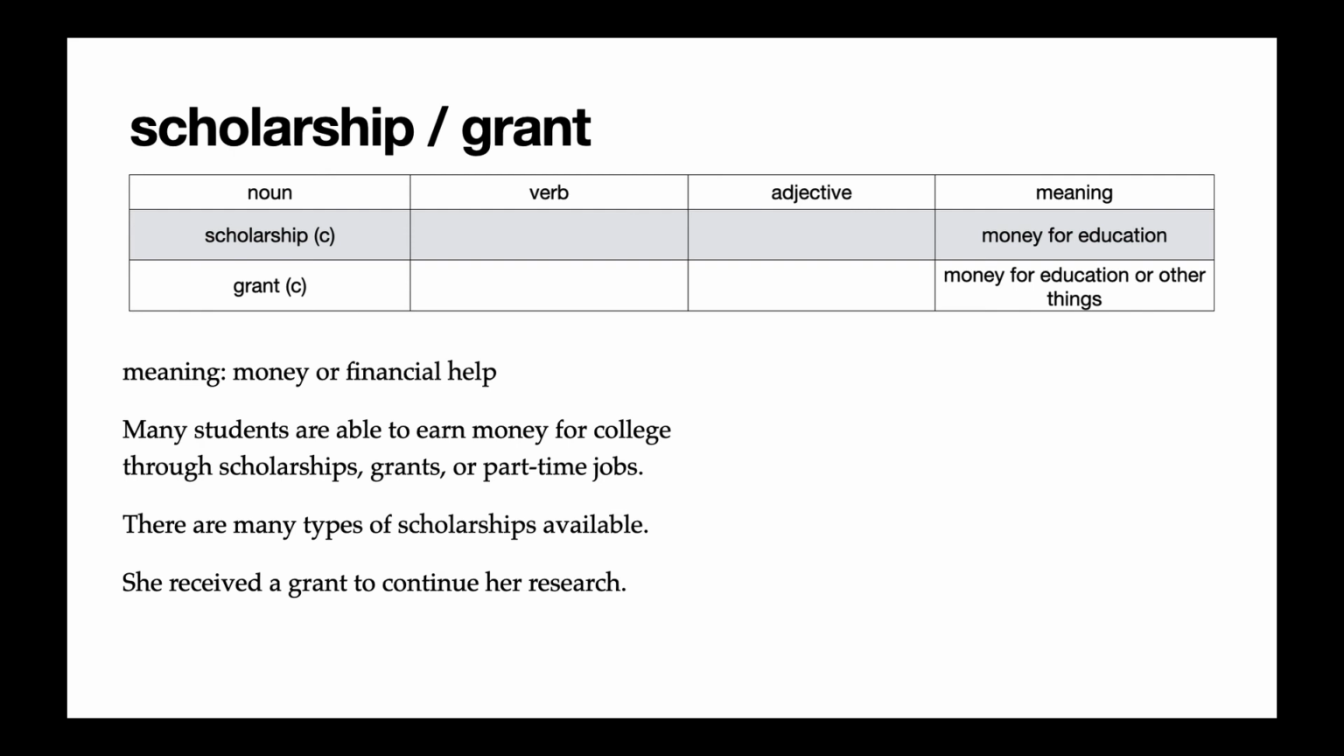So in the reading, we said many students are able to earn money for college through scholarships, grants, or part-time jobs. The next example says there are many types of scholarships available because scholarships could be for athletes, they could be for certain types of people like ethnic minorities, or they could just be based on need for people who come from families who might need some more financial help. And our last example says she received a grant to continue her research. So in this case, grant is money that's given to help someone do research and study something specific.